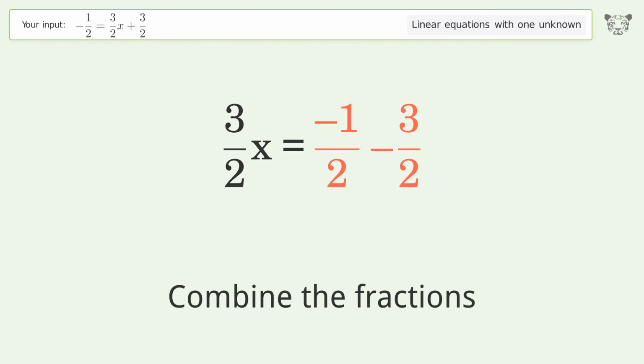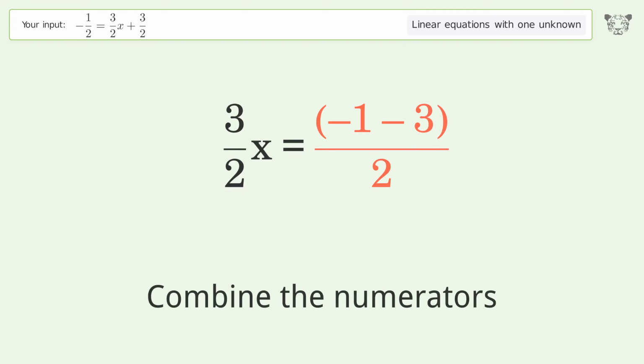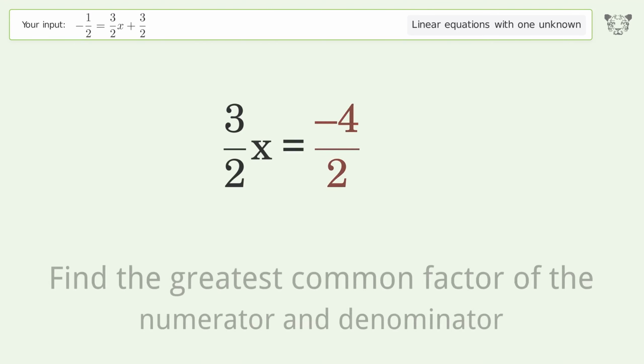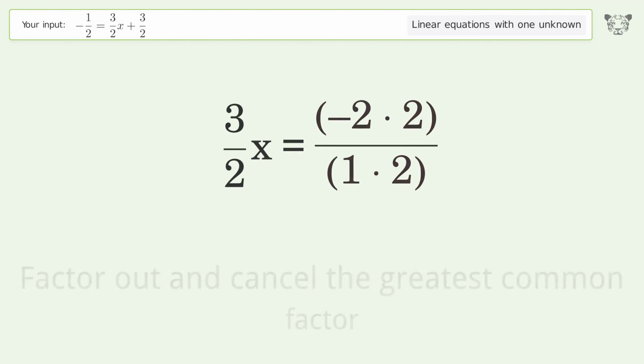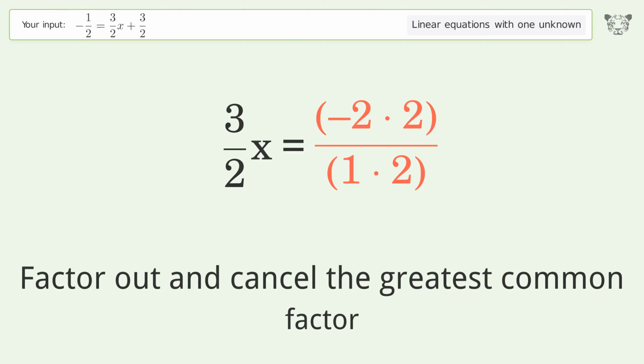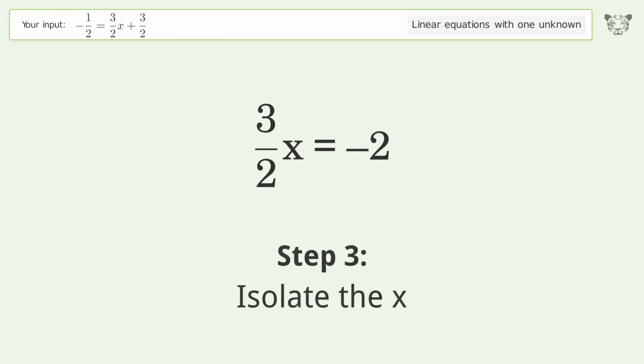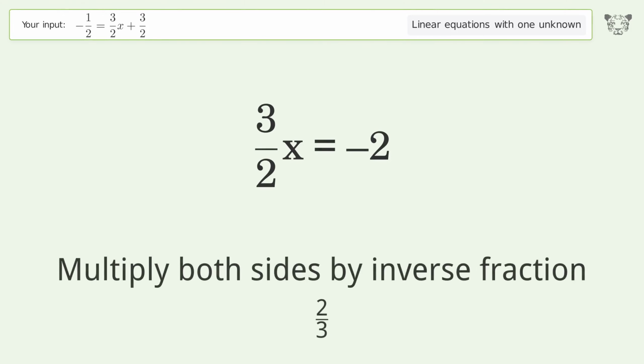Combine the fractions. Combine the numerators. Find the greatest common factor of the numerator and denominator. Factor out and cancel the greatest common factor. Isolate the x. Multiply both sides by inverse fraction 2/3.